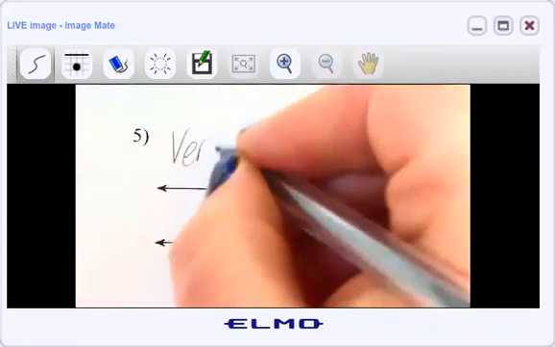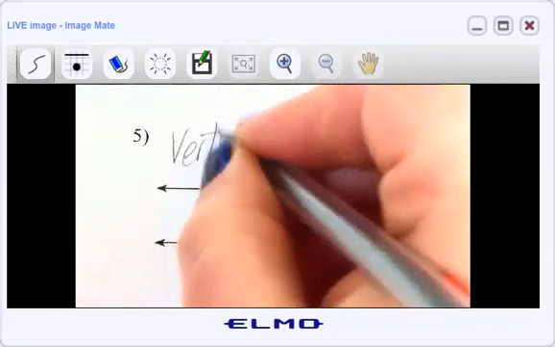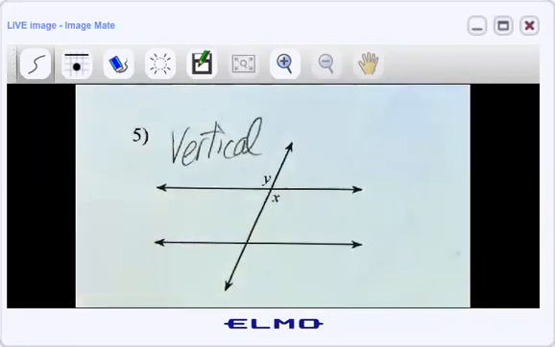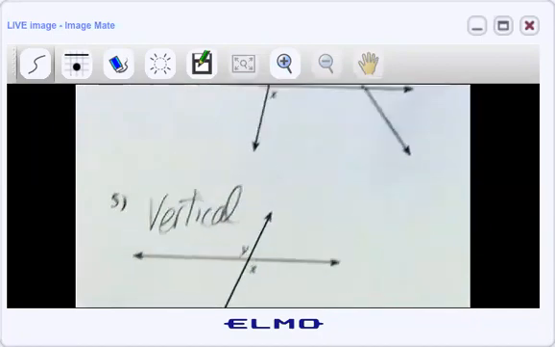I can't tell you how many times kids say vertical and then they keep going. I'm like, what are you looking for? You have the answer. That's it. Move on. You're done. Isn't that nice? I love when vertical angles pop up because they're so fast.